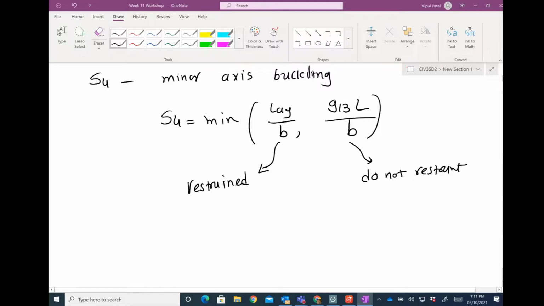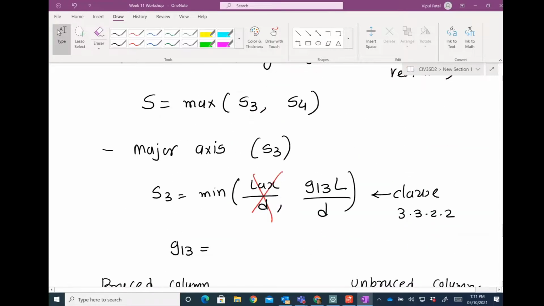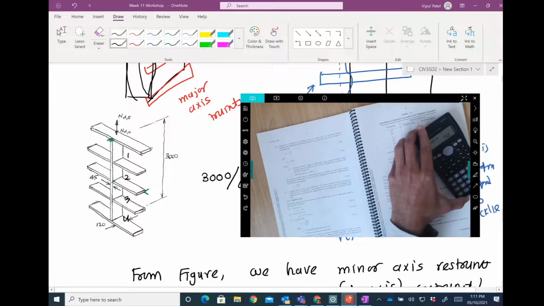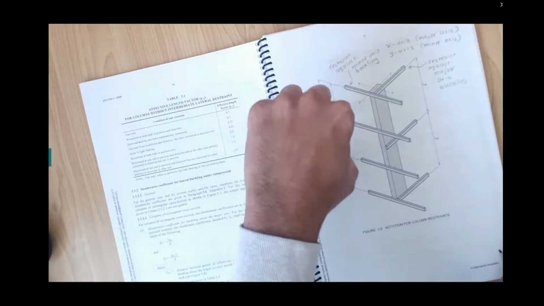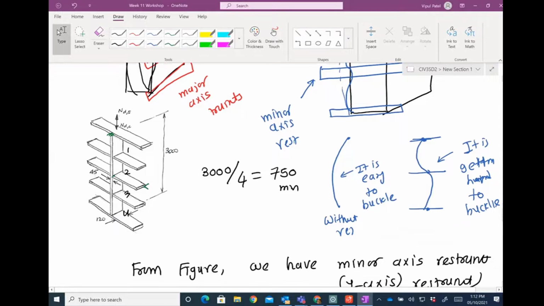No, that is without restraint, but we have this LAY on B, which is your S4. How are we going to calculate LAY? You have at 1, 2, 3, and 4, so 3000 over 4. That will give me 750. How do we know this LAY? If you come back to this figure here, that is going to tell you LAY. You can see this is LAY, and LAY is going to be 750.